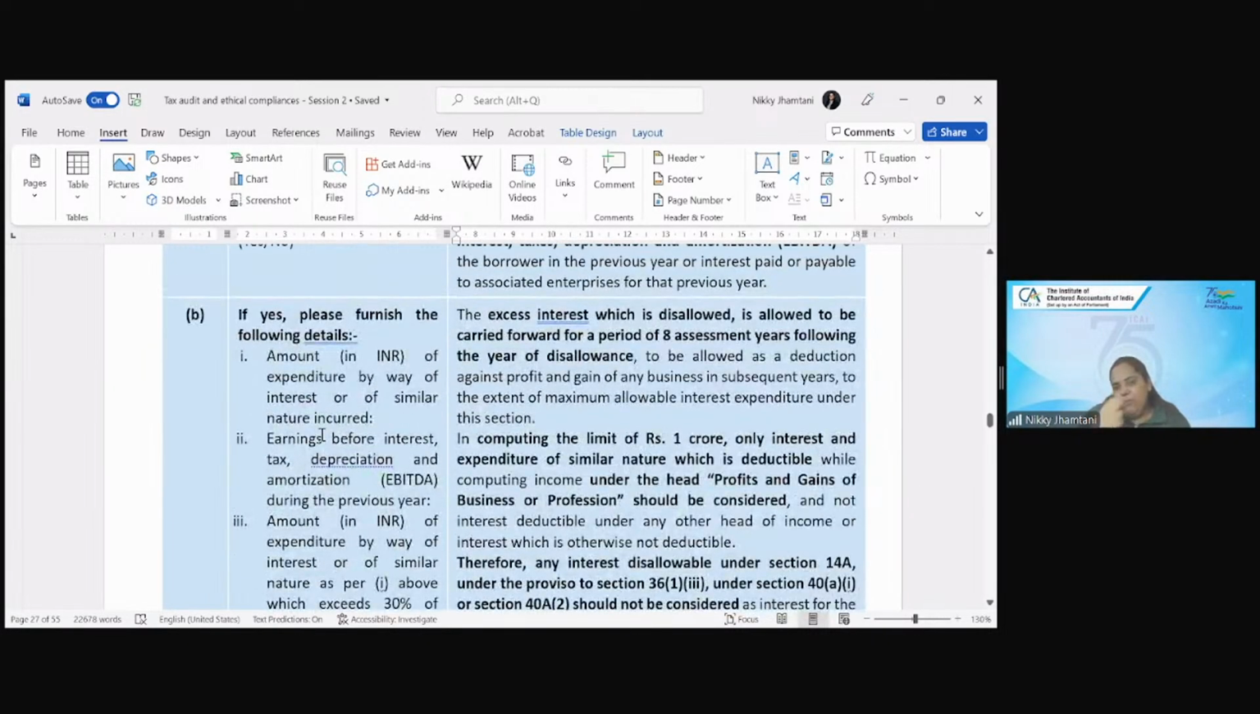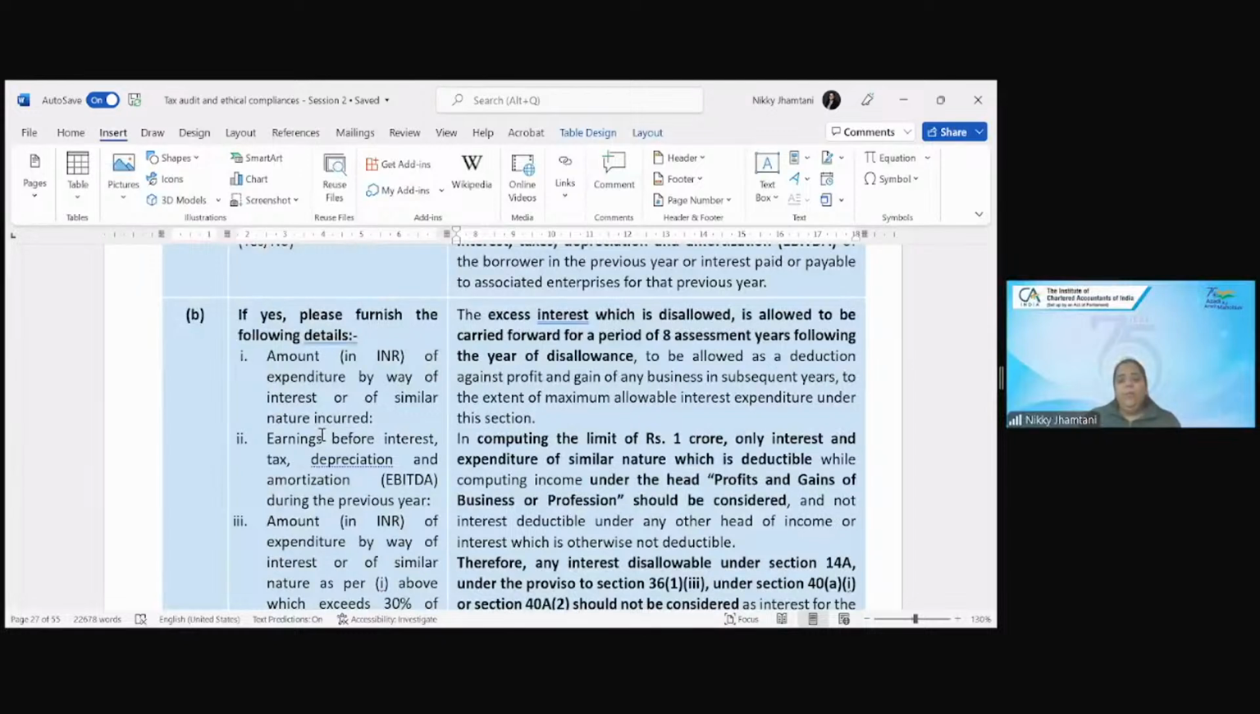So the excess interest which is disallowed is allowed to be carried forward for a period of 8 assessment years following the year of allowance. This is to be allowed as a reduction against PGBP in subsequent years to the extent of maximum allowable interest expenditure under this section.